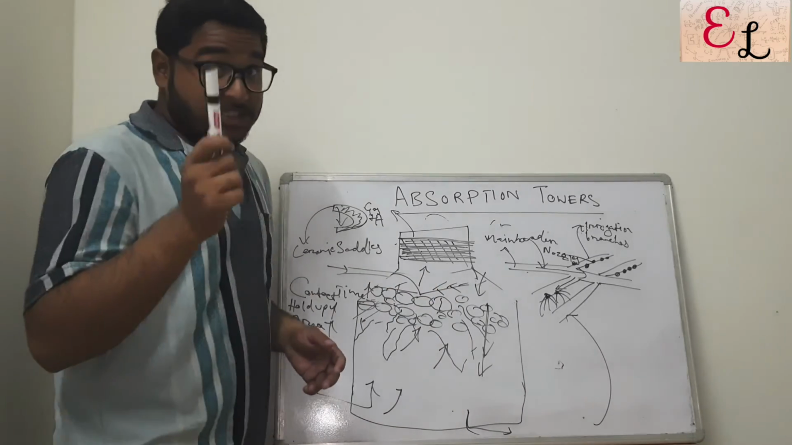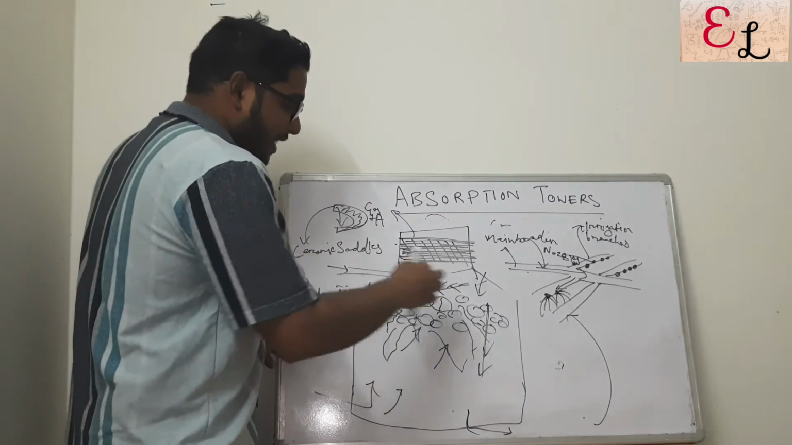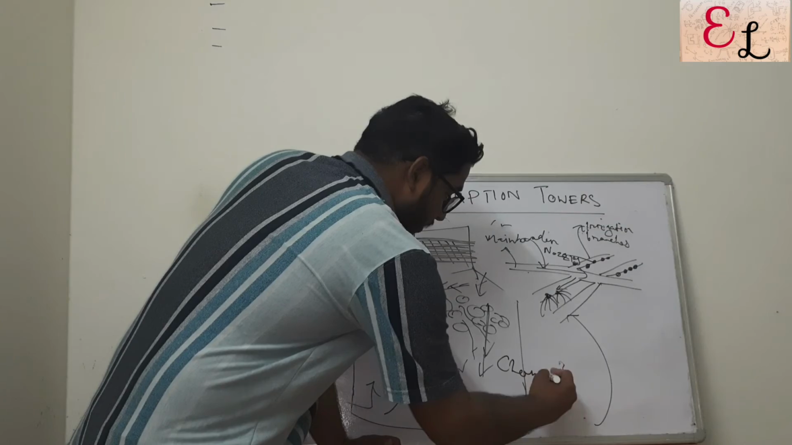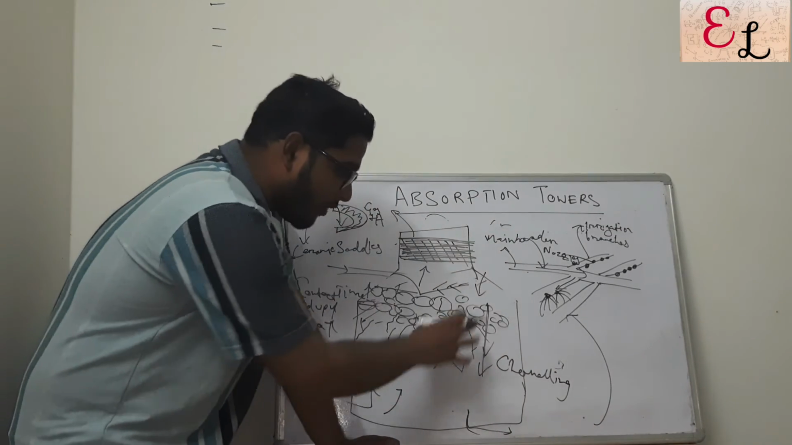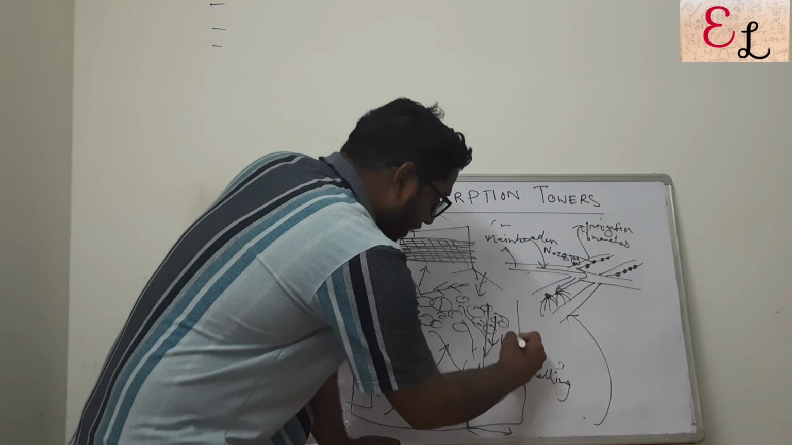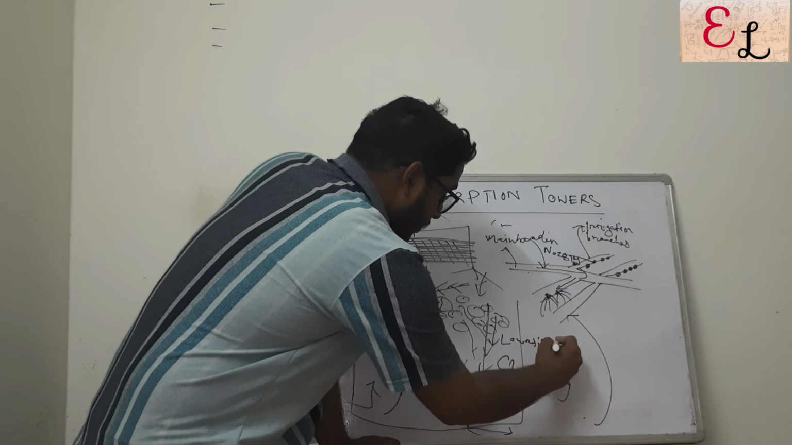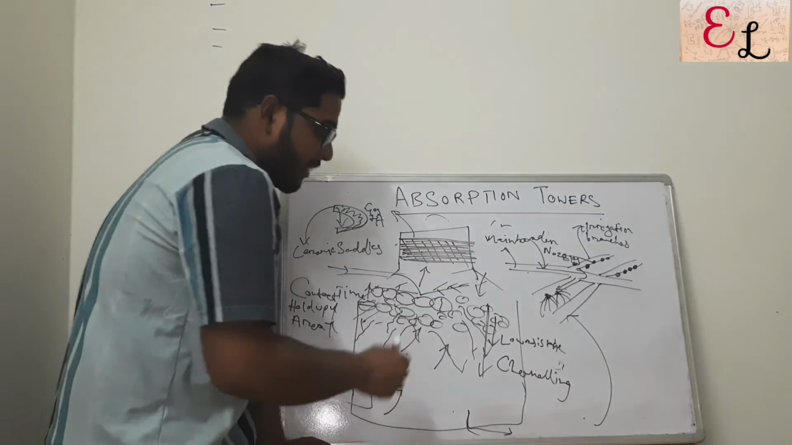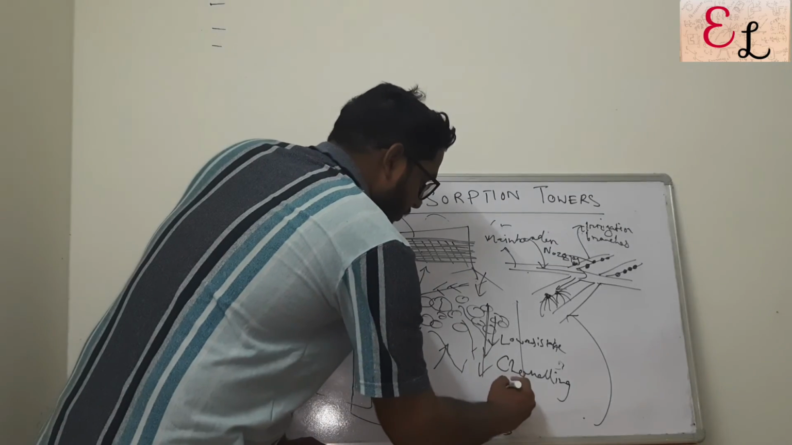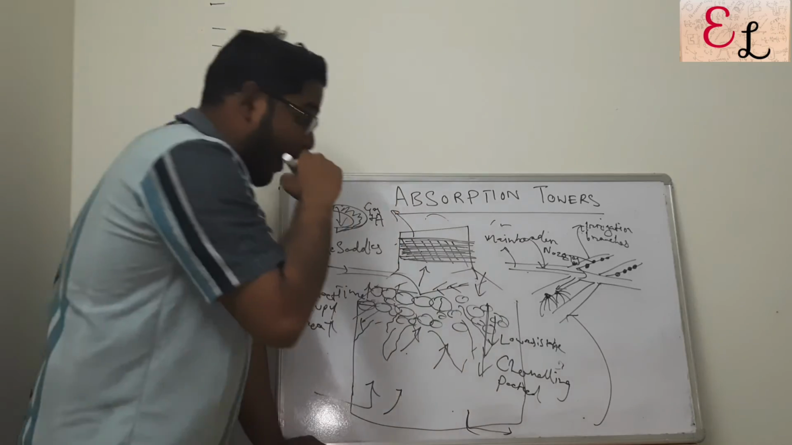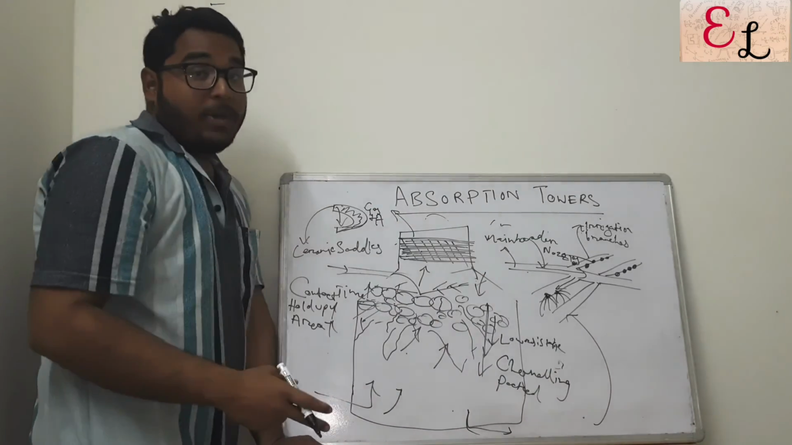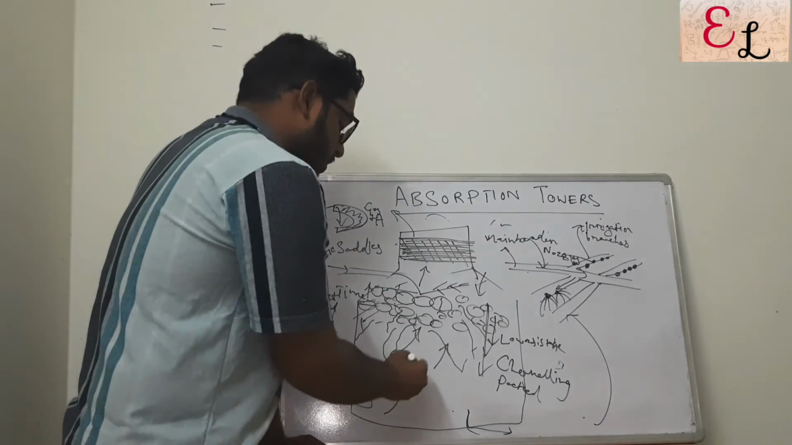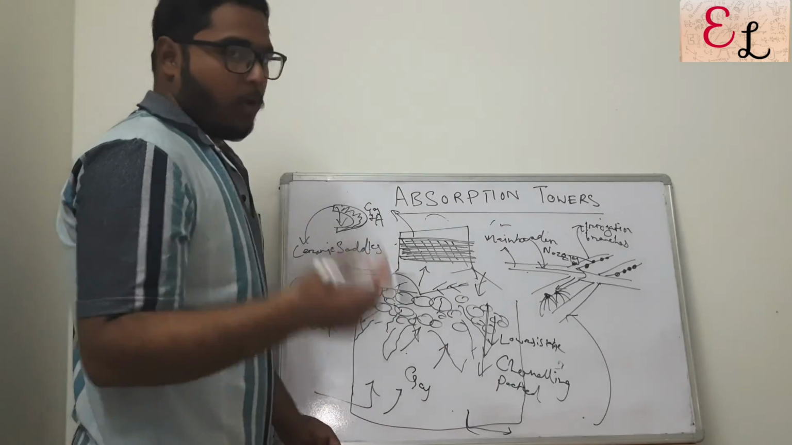Definitely chances of channeling are very high in packed towers, because the packing may just get damaged in one portion. It may allow the channeling of the liquid through a particular region, since it is the low resistance path, and this will result in a fundamental problem of less interaction between the gas and the liquid. So channeling is a big problem in packed column towers. If the liquid goes through one section, the rest of the liquid will obviously have a lesser interaction with the incoming gas. So this is the problem of a packed tower.